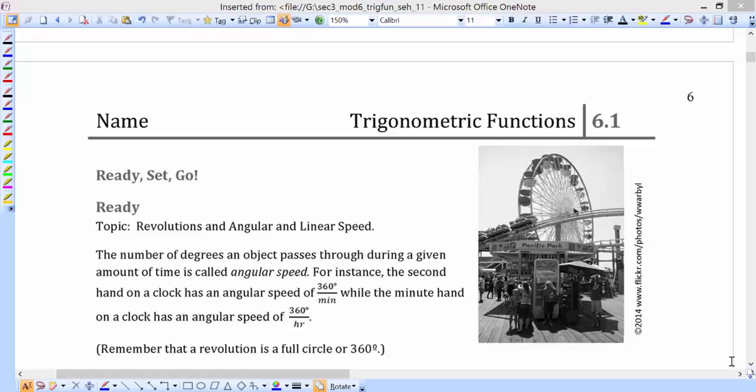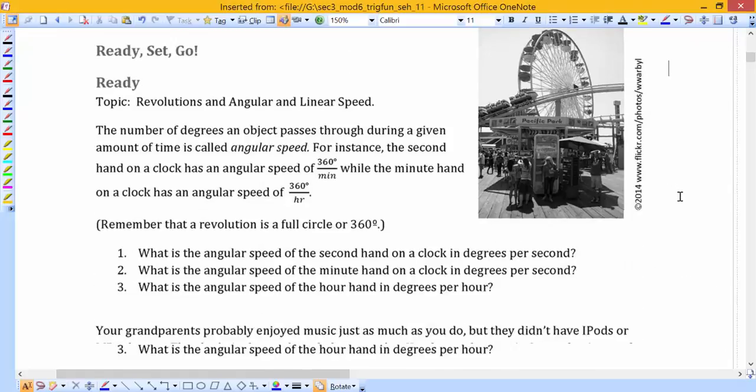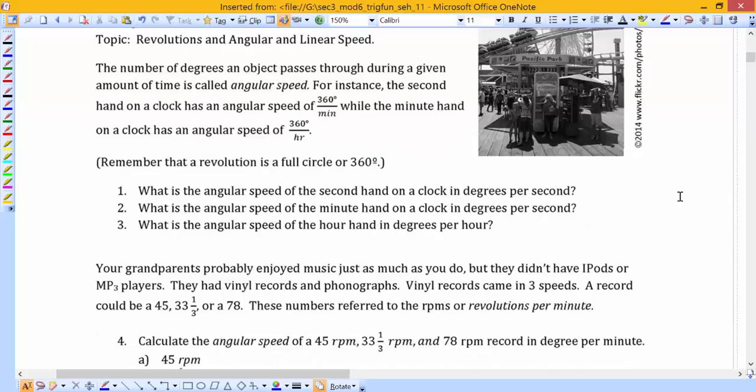6.1. This should be a relatively quick video. For those of you who are really good at conversions, this might be pretty good for you. Those of you not so good with conversions, it is not going to be difficult stuff. It's a lot of just understanding how a clock works, how things spin around, and what a revolution means.